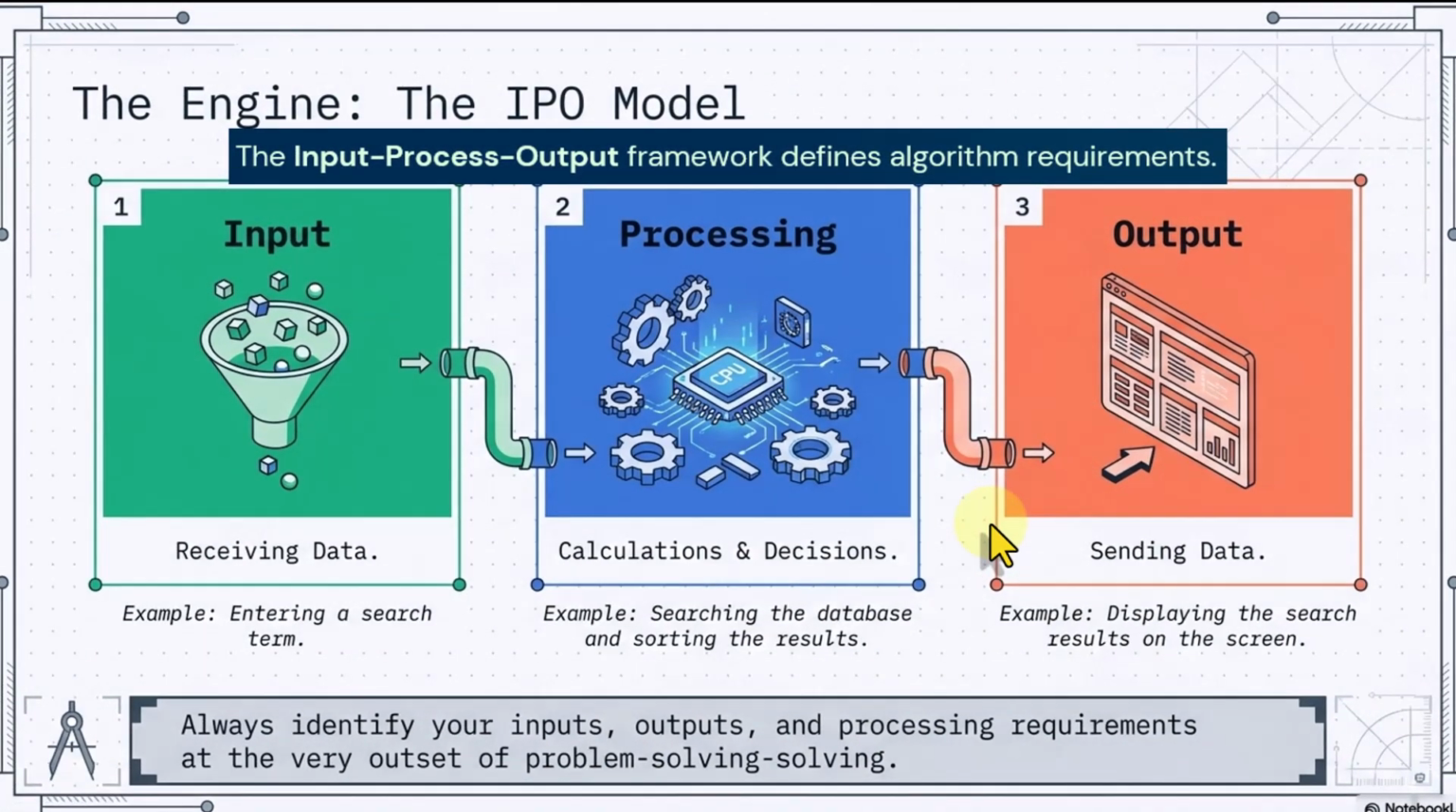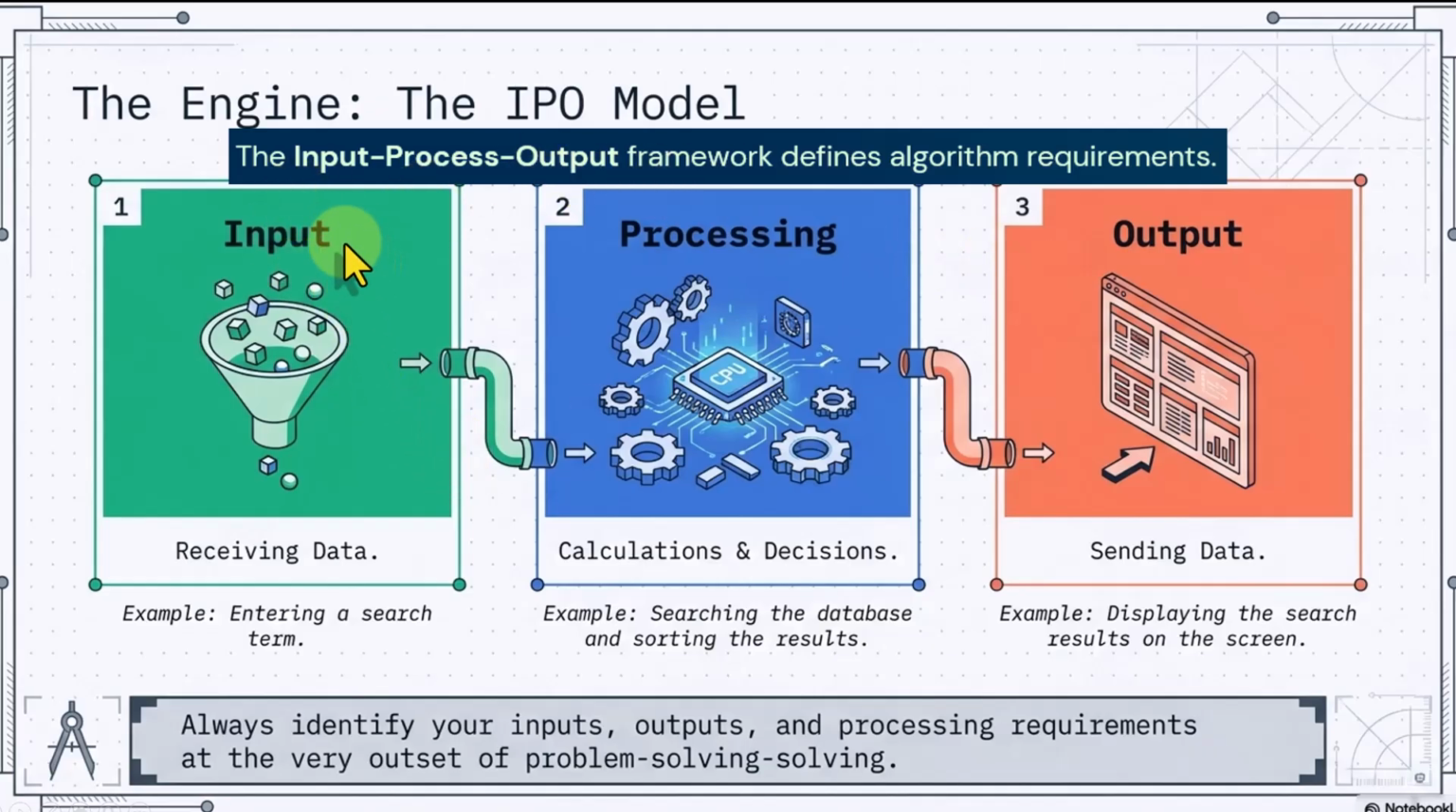Then the IPO model, which is the engine, a very important thing in designing algorithms. We always have to identify the input, output, and processing requirements at the very outset of problem solving. After that, you can think about how to do them. The input-process-output framework defines algorithm requirements.